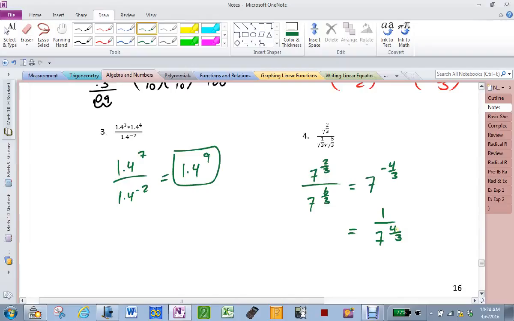Fractional exponents do what? 1 over the cubed root of 7 to what power? 4. Fourth. Yeah. Okay? Okay, go play.